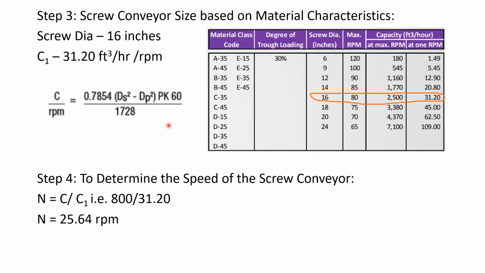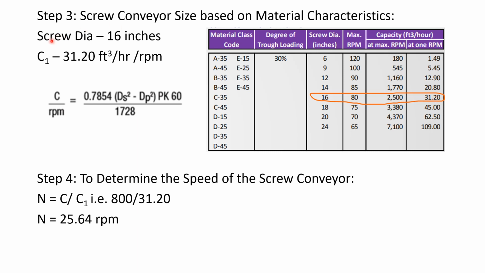Step 3, you will design the screw conveyor size. You can use this table, as our material comes in code A, and I am taking 30% trough loading. You can use this table, or you can use this formula to define the capacity of the conveyor per RPM. But in my case, I have taken the example from this table. I'm using a 16-inch screw conveyor, and at 1 RPM the capacity is 31.2 cubic feet per hour per RPM.